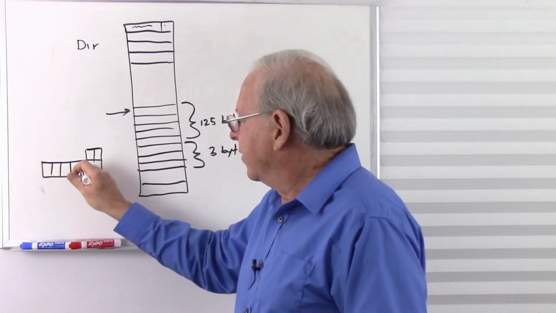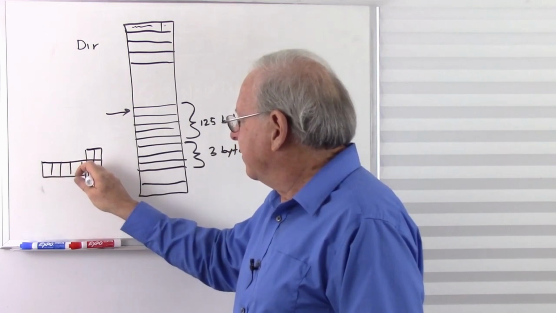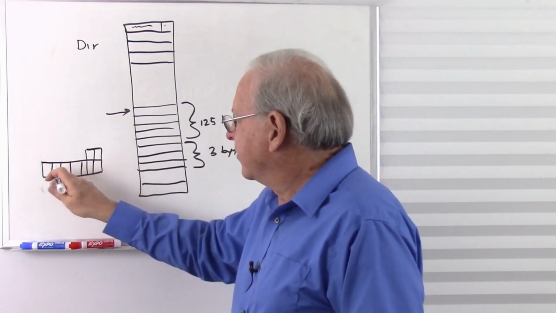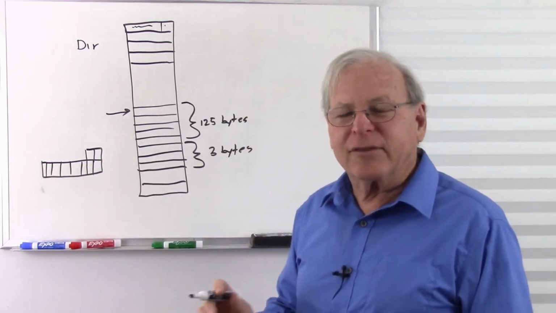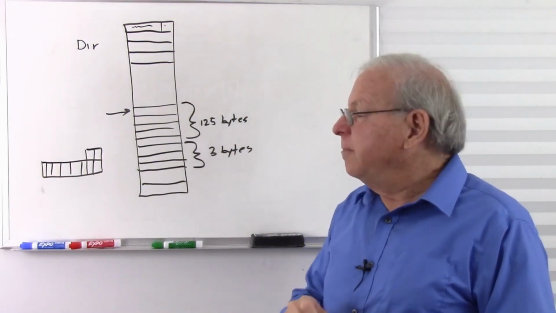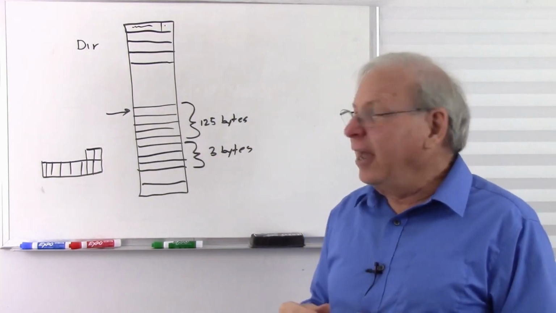Let's see if I can get this done right. 1, 2, 3, 4, 5. I mangled that. 1, 2, 3, 4, 5, 6, 7. There we go. So there's 8 bits and 2 more bits, 10 bits, which would be a pointer to the next sector in the file.